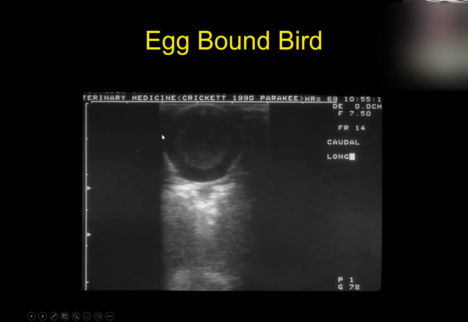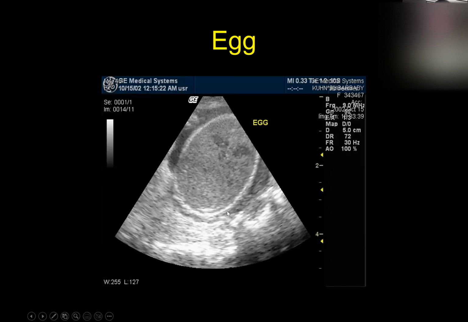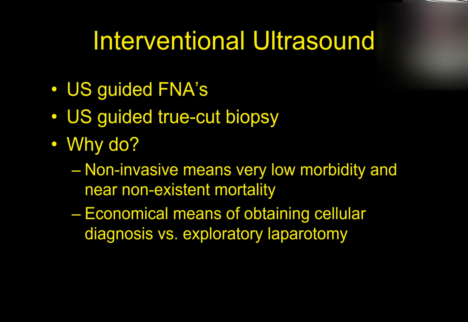Miscellaneous. This was, I think, an egg-bound iguana. No, it's a parakeet, an egg-bound bird that you can see. So this is a non-mineralized egg that's sitting in the coelomic cavity of that bird. This was the egg-bound iguana. I think this is one in Cayman I did years ago. So this is a non-gravid, partially mineralized egg in the coelomic cavity of that iguana.